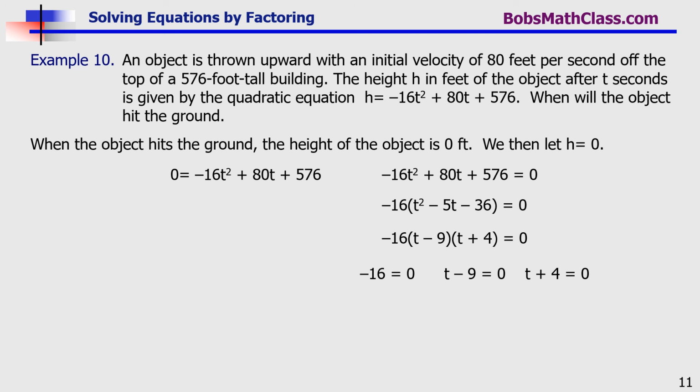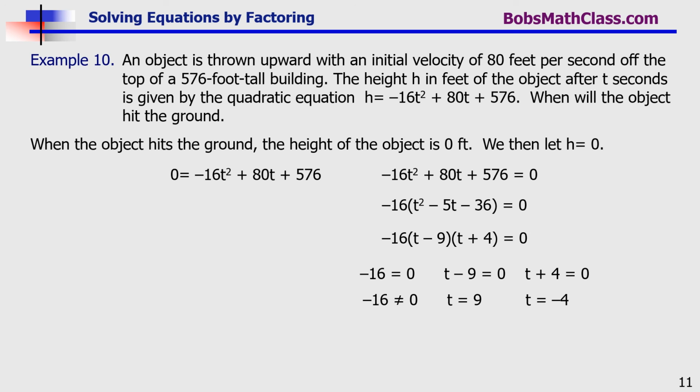Now the first one, negative 16 equals 0, that doesn't make any sense. There's nothing to do there. The second one, we could add 9 to both sides, and the third one, we could subtract 4 on both sides. So we have 3 answers. Well, 2 actually. t equals 9, and t equals negative 4.